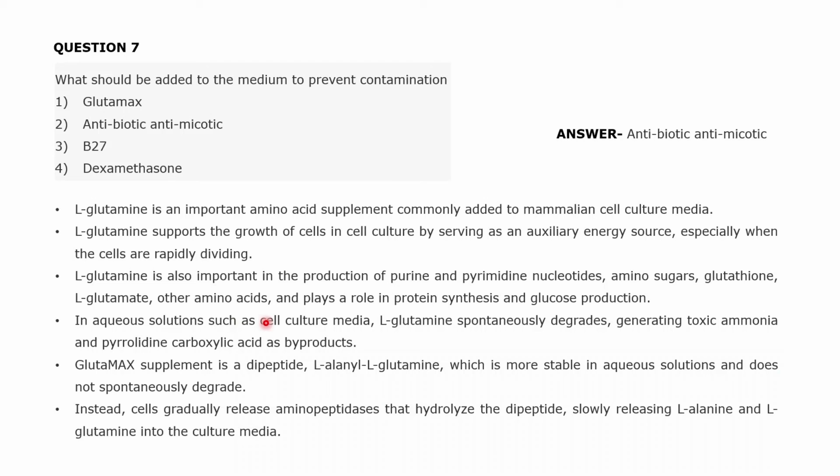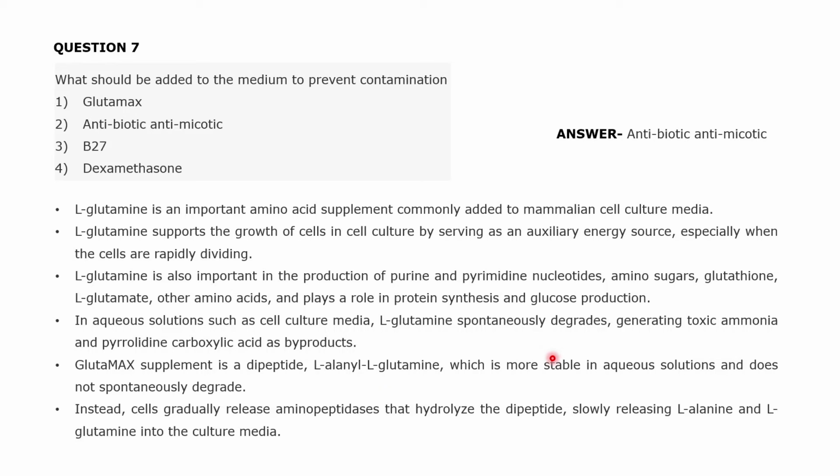In aqueous solution, this L-glutamine can degrade, generating toxic ammonia, which can kill off the cell culture. It will halt the growth of the cells because a high amount of ammonia is toxic in nature, along with other carboxylic acid byproducts. So what was done is that L-alanine and L-glutamine were joined to form a dipeptide, later named glutamax, with the release of one molecule of water.